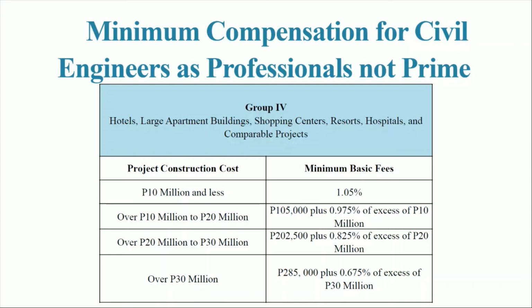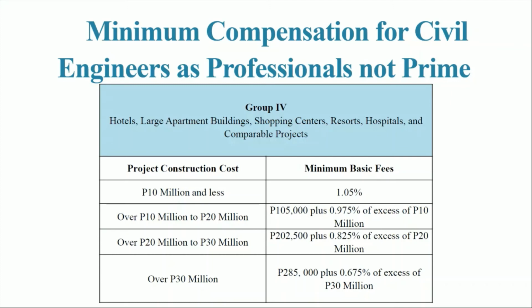For the 10 million to 20 million, we have 105,000 plus 0.975% of the excess of the 10 million project. We have 202,500 plus 0.825% of the excess of the 20 million project. And for over 20 million project cost, we have 285,000 plus 0.675% of the excess of the 30 million project or more.